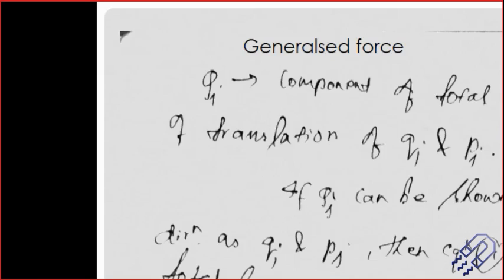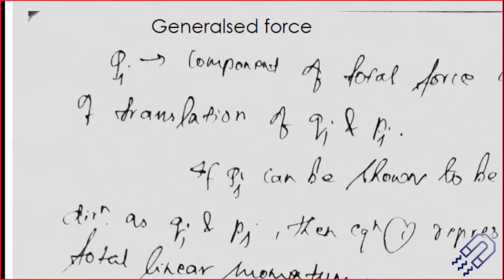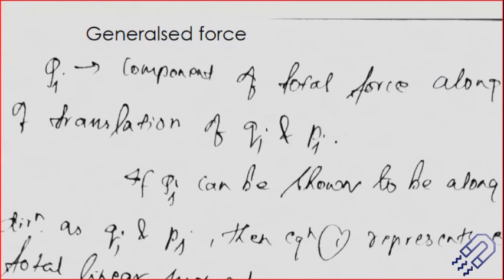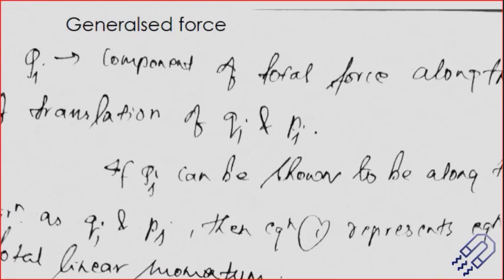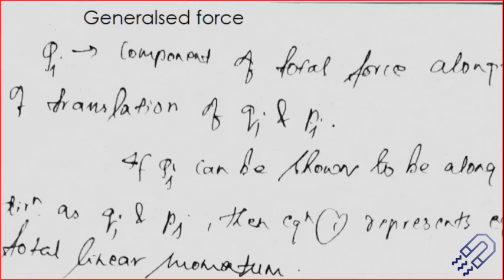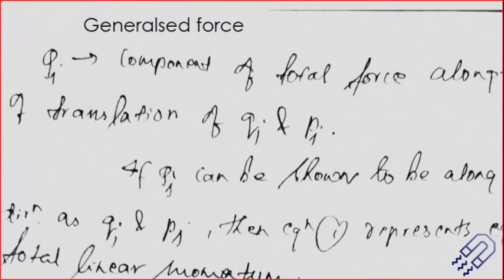When we talk about generalized force Qj, it is basically the component of the total force, but there is a catch. This is important. Why? Because when we talk about a force and we are talking about conservation, we are talking about the conservation of linear momentum and not angular momentum. If you're talking about linear momentum, the force being applied should be along the direction of translation of Qj and Pj, not along any other angles. Because if it makes an angle, it will set off a rotation. So it's not a force, it's a torque then. We're not talking about torque here.